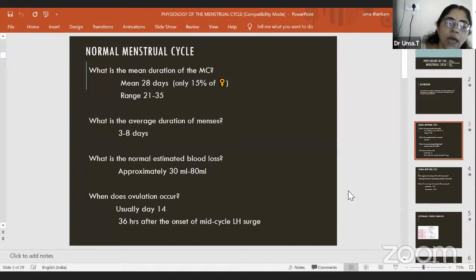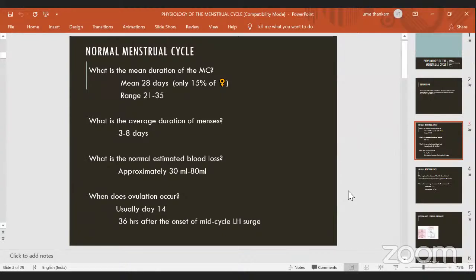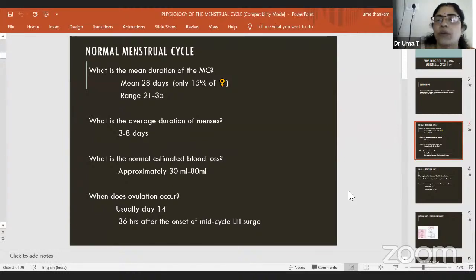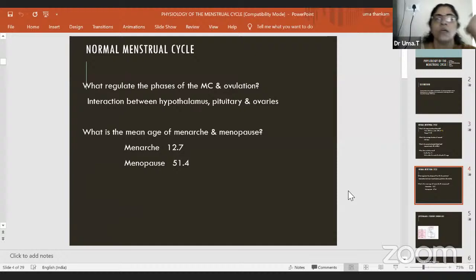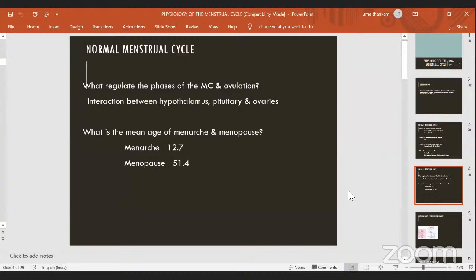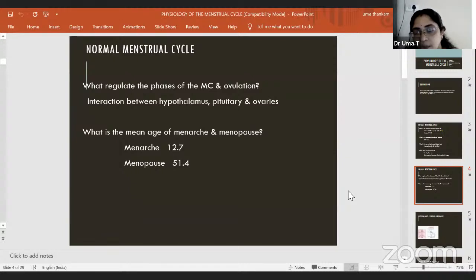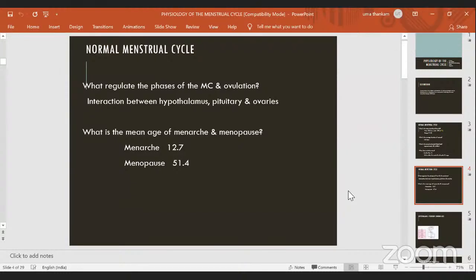Okay. So, when does ovulation occur? Usually in a 28-day cycle, ovulation occurs around the 14th day. All these things are very familiar to you. Only then you would have worded it like this. And this occurs 36 hours after the onset of the mid-cycle LH surge. So, what regulates the menstrual cycle and ovulation? You can read it from the slide. I wanted to ask a question, but okay, fine. It is regulated by the interaction of the hypothalamus, pituitary, and the ovaries, which you call the hypothalamo-pituitary ovarian axis.